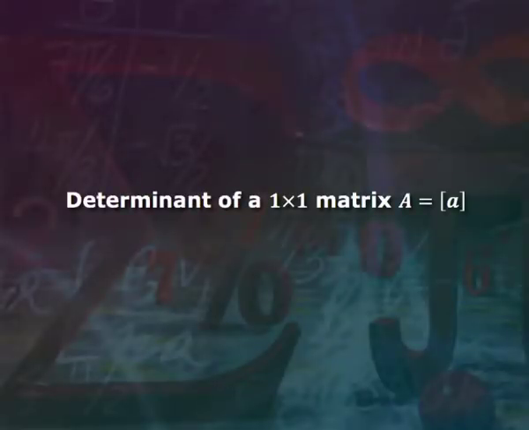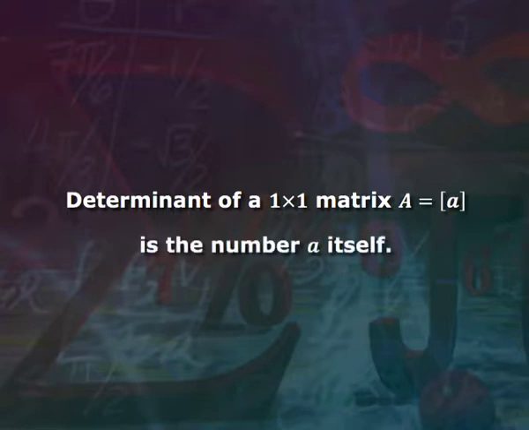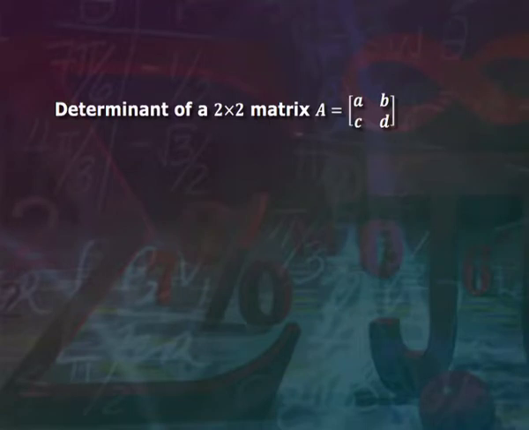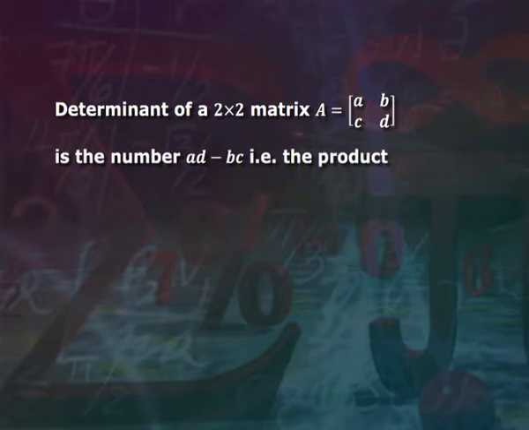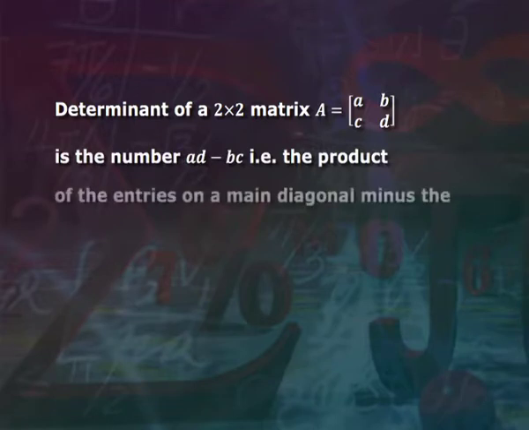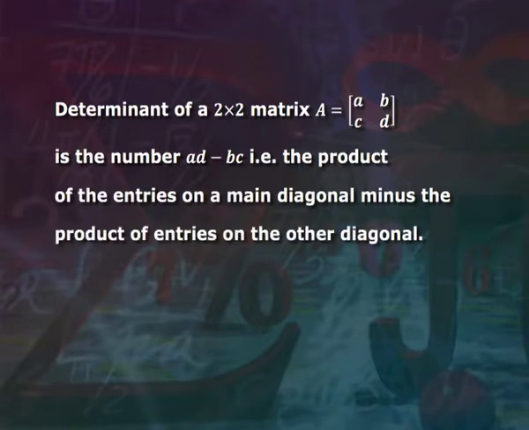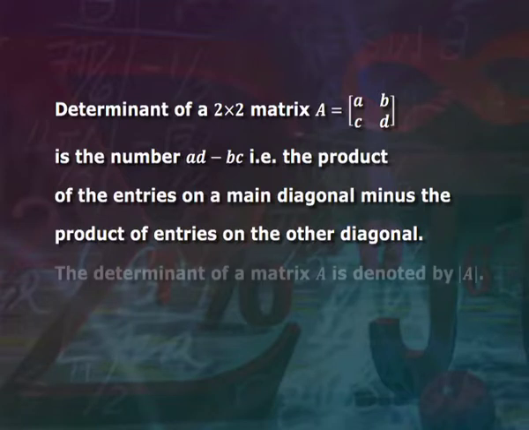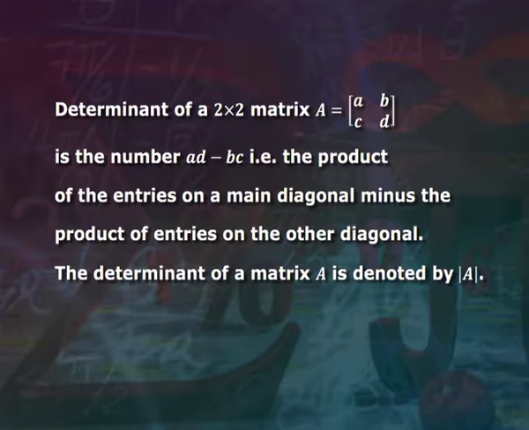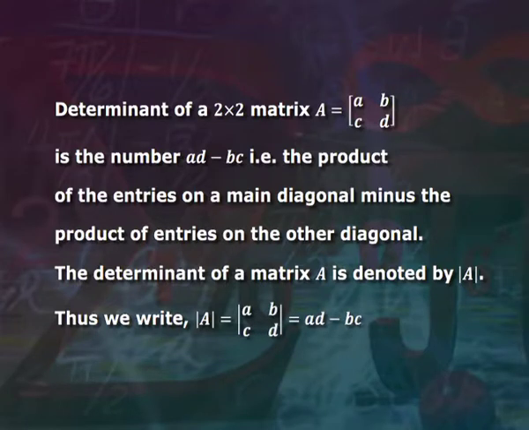Determinant of a 1 by 1 matrix A equal to [a] is the number a itself. Determinant of a 2 by 2 matrix A equal to [a, b; c, d] is the number ad minus bc. That is, the product of the entries on the main diagonal minus the product of entries on the other diagonal. The determinant of a matrix A is denoted by mod A. Thus, we write mod A equal to |a b; c d|, which is equal to ad minus bc.